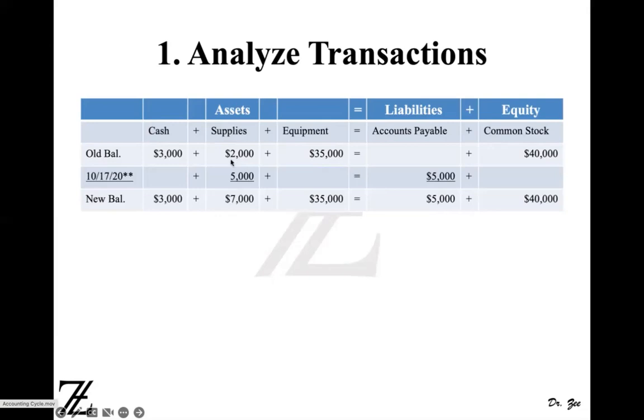In supplies, you see that you had a balance of 2,000, but during the month, during October, you purchased more supplies, 5,000, so it comes up to 7,000. So you are basically analyzing the transaction.